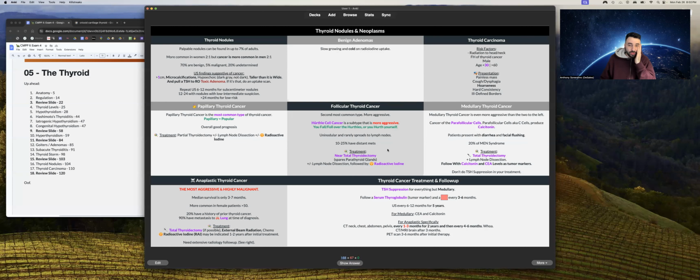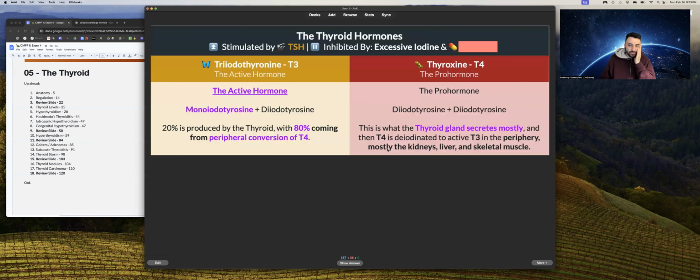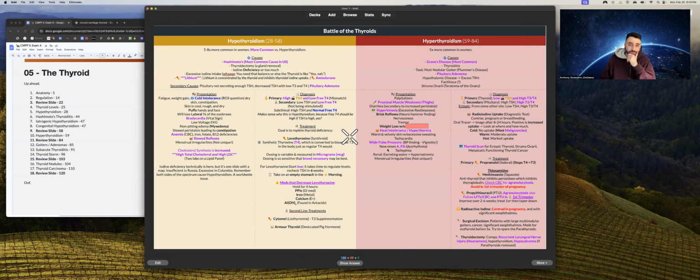Hopefully that's a question. Follow serum thyroglobulin, a tumor marker, and a blank every 3 to 6 months. CEA? Oh, TSH. But I think that's just in general. So confusing. Inhibited by excessive iodine and lithium. So lithium is going to inhibit TSH. That's why it's going to cause hypothyroidism. It would probably technically be a secondary hypothyroidism, right? Based on our diagnosis labs.